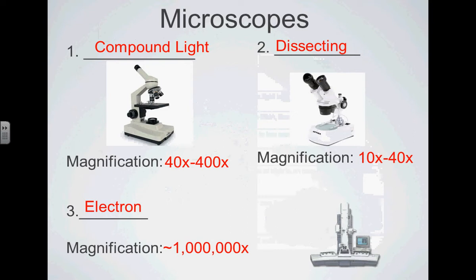Besides the magnification rate, what is the difference between the compound light and the dissecting? We'll talk about it in 1 minute, okay? Because there are some important differences. All right, so those are 3 types of microscopes.